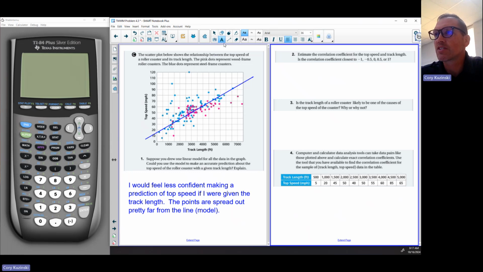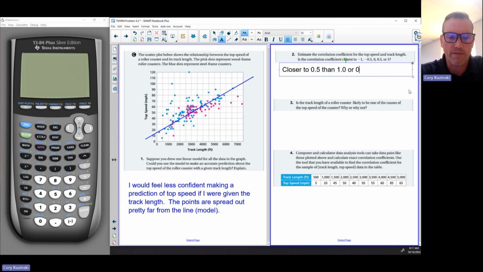So there is some correlation here, right? But it's not very strong at all. So I would say this is closest to 0.5 rather than 1.0.